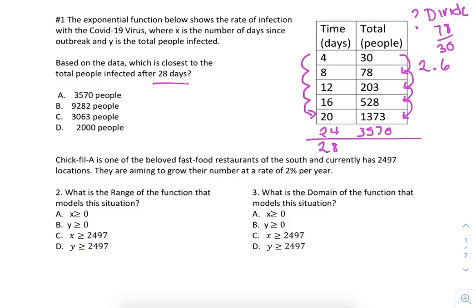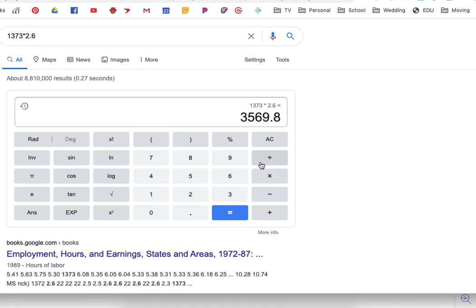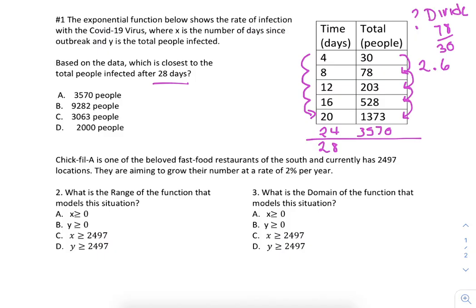Okay, so if I go back to my internet one more time, 3570, so clear, 3570 times 2.6, one more time. I'm going to get 9282. So 9,282 is going to be my number. Okay, so my answer in this case is going to be B.